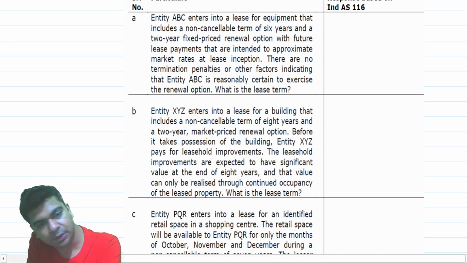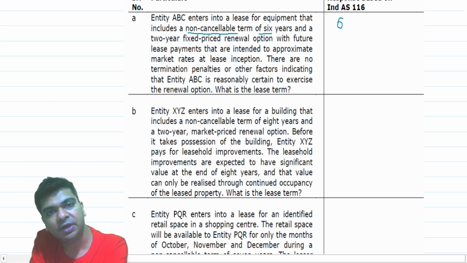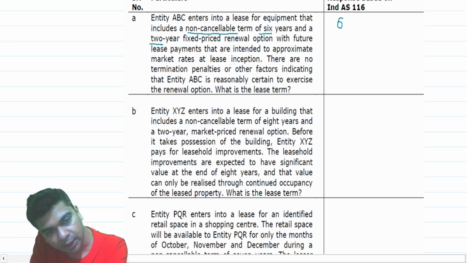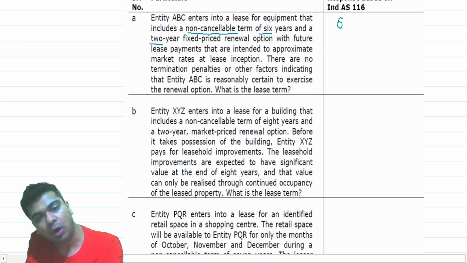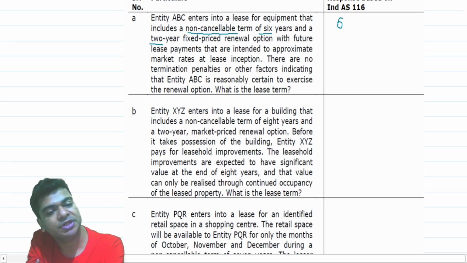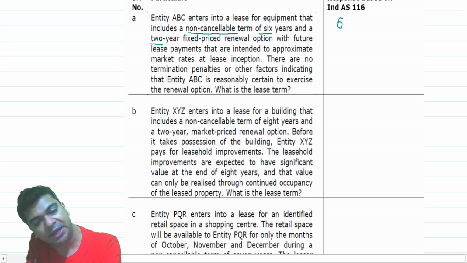Entity ABC enters into a lease for equipment that includes a non-cancelable term of 6 years. So there's a non-cancelable term of 6 years. So I put 6 over here. Non-cancelable term, so it will definitely become a part of the lease tenure. And a 2-year fixed price renewal option with future lease payments that are intended to approximate the market rates at the lease inception. There are no termination penalties or other factors indicating that entity ABC is reasonably certain to exercise the renewal option.